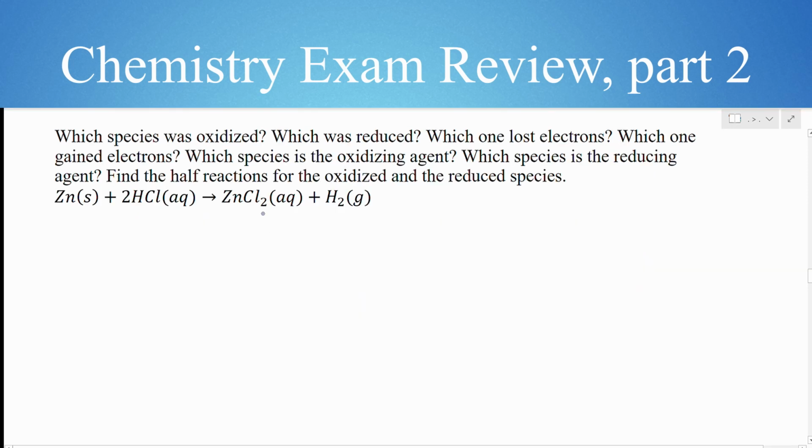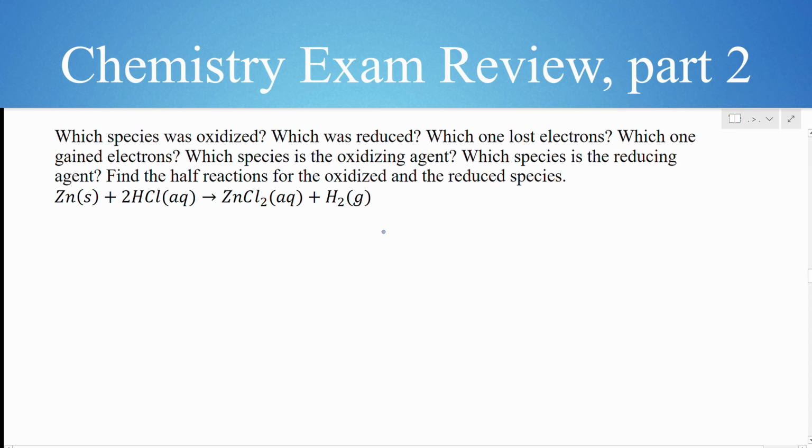Right, so here we have a redox reaction question. Okay, and we want to know which species was oxidized, reduced, which one lost or gained electrons, and which one was the oxidizing agent and which one was the reducing agent. Okay, and we also want to write the half reactions for the oxidized and reduced species. Okay, and we're going to use this reaction.